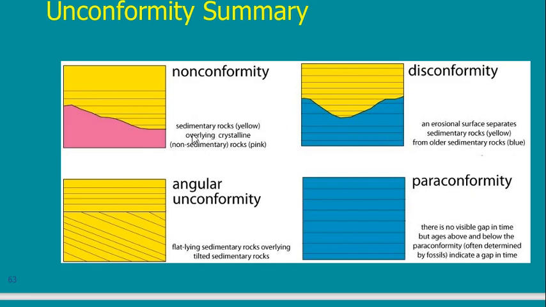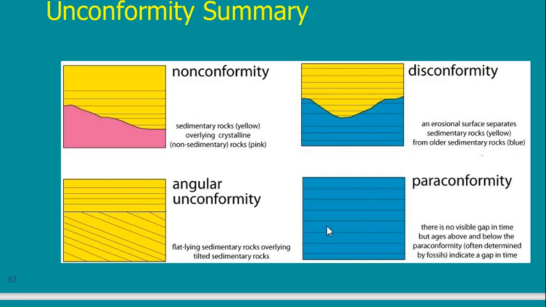Nonconformity means that there is sedimentary rock on top, but below is non-sedimentary rock. Disconformity is sedimentary rock on top and sedimentary rock at the bottom. Both are sedimentary. Angular unconformity is sedimentary rock, but the direction of the layers changes.